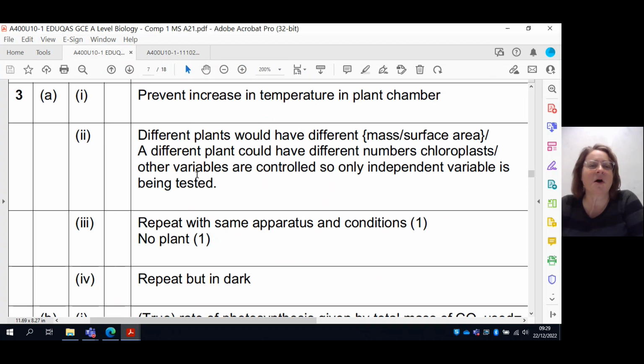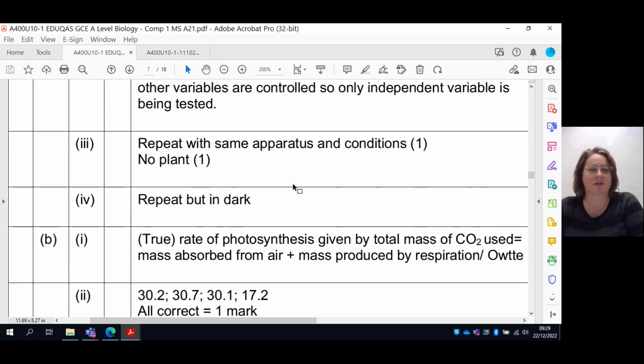The mark scheme so far: the clear pipe with cold water is to prevent the increase in temperature, and the different plants would have a different mass or surface area or different number of chloroplasts or anything else that would have an effect on the photosynthetic rate.